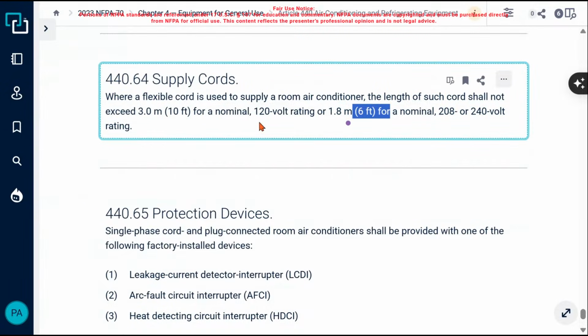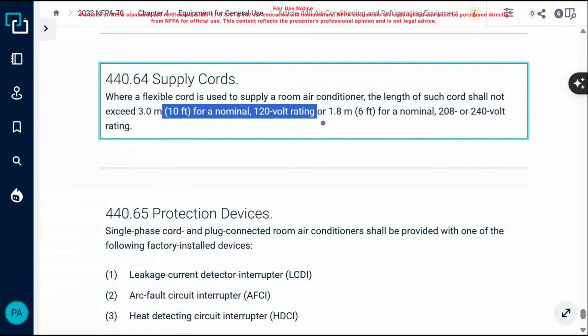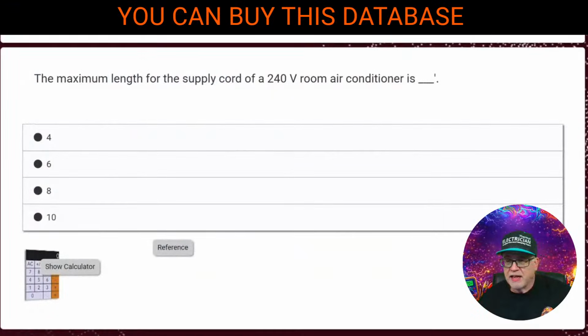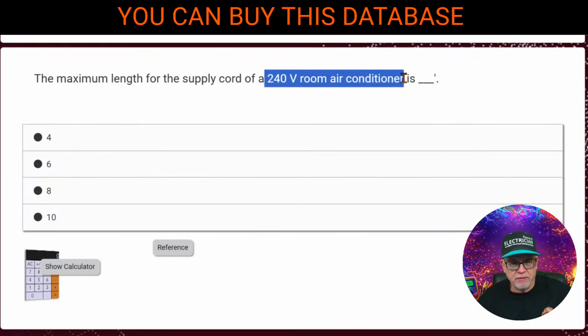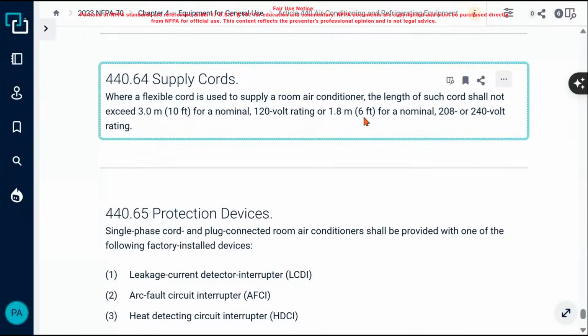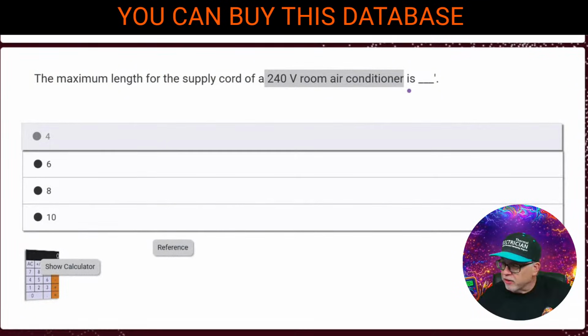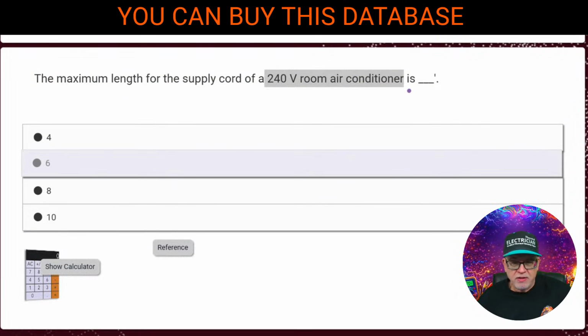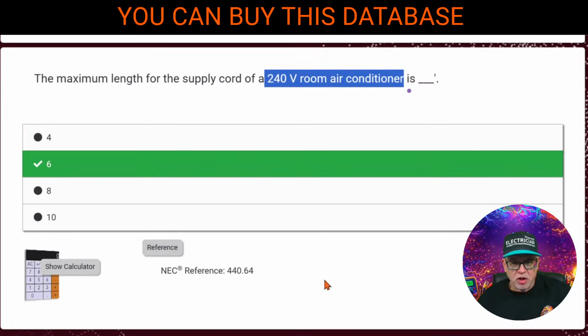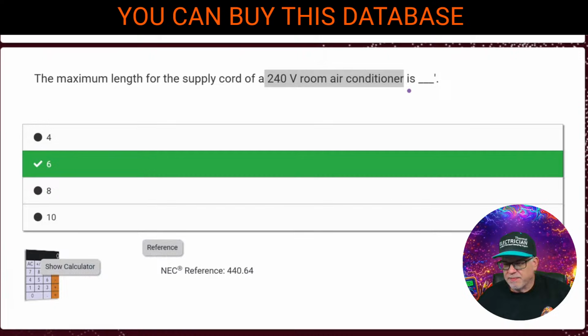Be careful, because the 10-foot one only applies to 120 volt rated. And remember, in our question, it was a 240 volt room air conditioner, right? Important to remember that. So we go back here, and it says, or 6 feet for nominal 208 or 240 volt rating. So boom, we get back to the question. That's a no-brainer. Then we know that the answer is 6 feet, and there's our code reference, 440.64. Pretty straightforward, right?